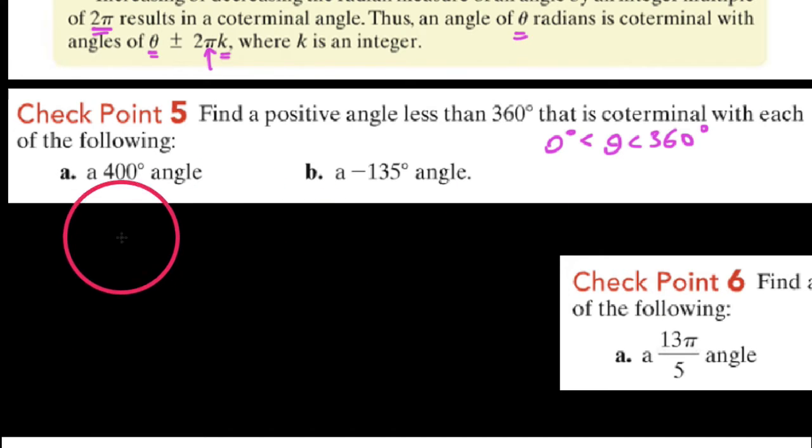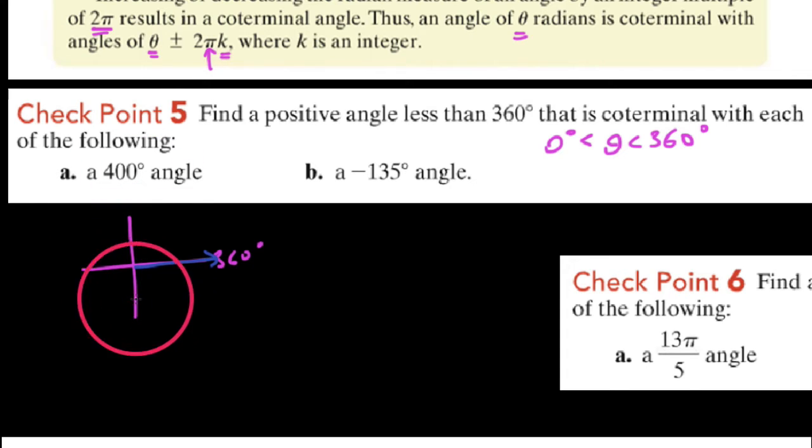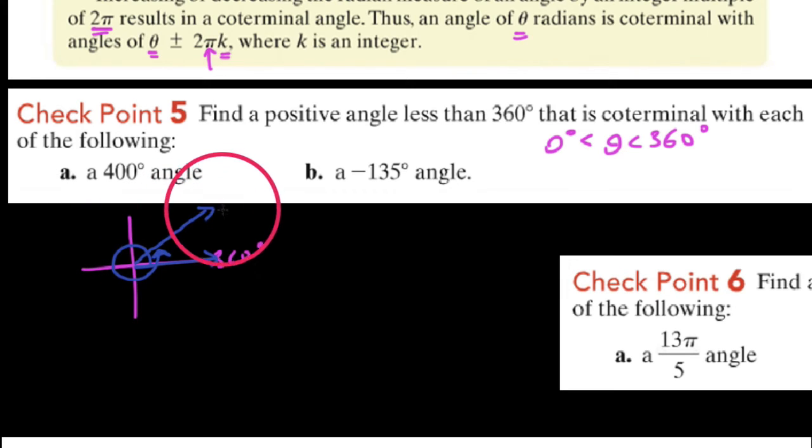When we talk about a 400 degree angle here, that would be a full 360 degree rotation. It would start here at the origin, and it's positive, so rotate counterclockwise 360 degrees, and then another 40 right here. So our 400 degree angle looks like this. This is 400 degrees right here. Well, we want a coterminal angle with this, but it's got to be less than 360.